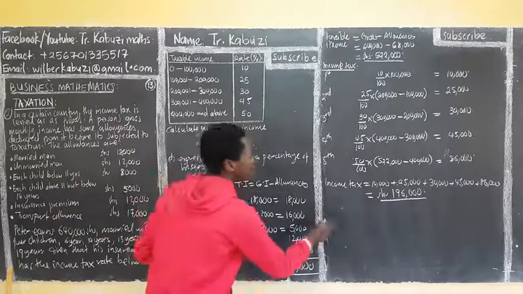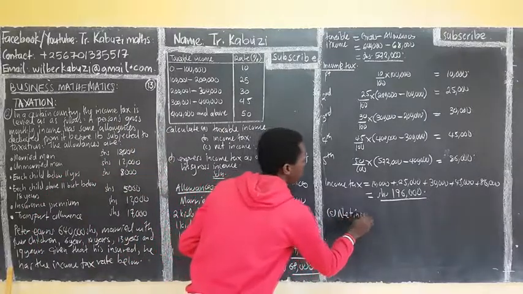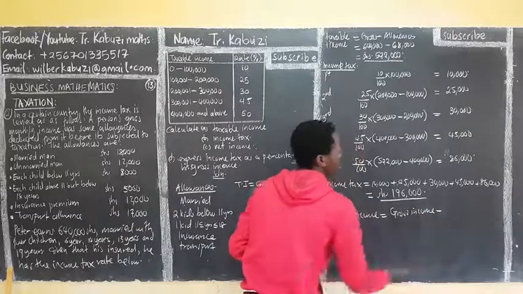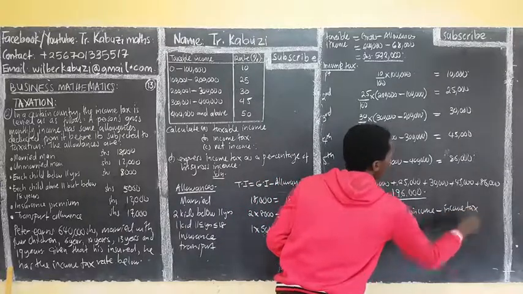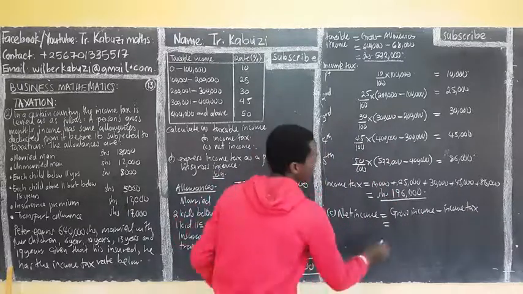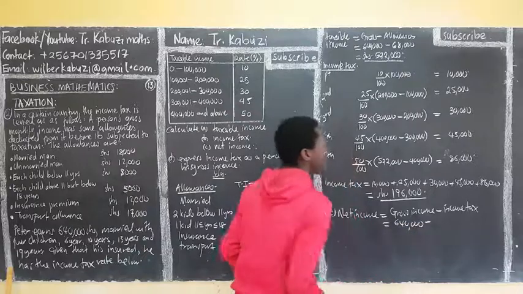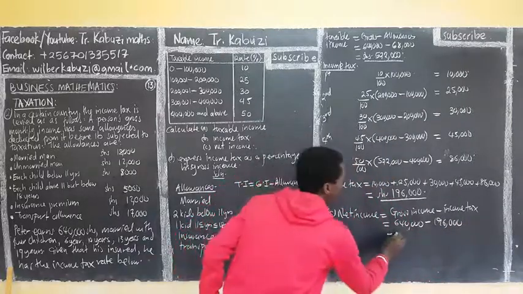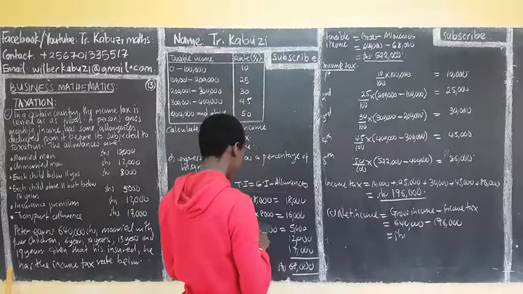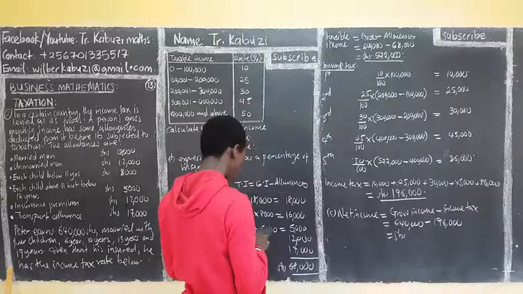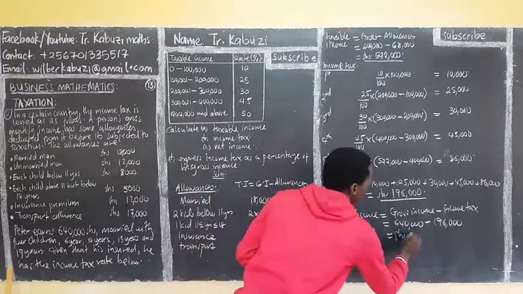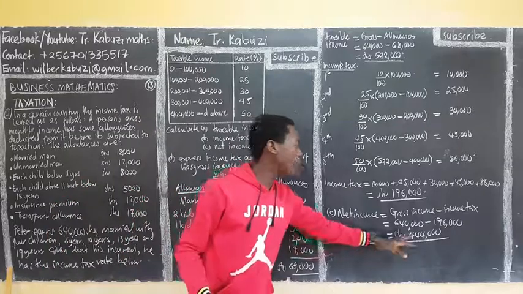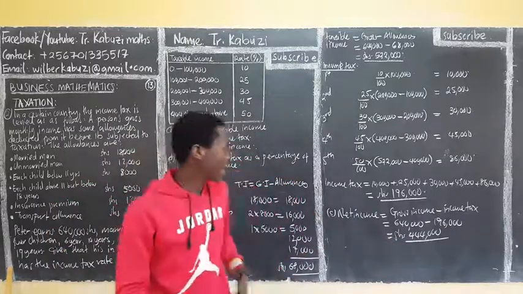Then the net income. Now our part C, our net income. Our net income, we say, is given by the gross income minus the income tax. Our gross was 640,000, then minus the income tax, which is 196,000. And this will be in shillings. We start with the shillings on the inside so that we don't forget it. So this is the amount of money this man is getting at the end of the month.